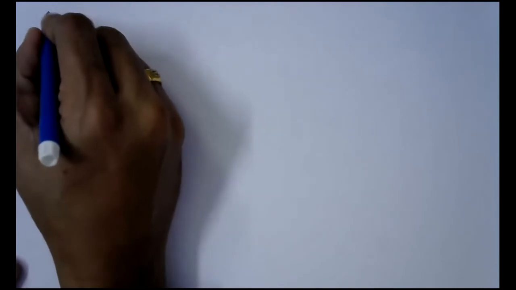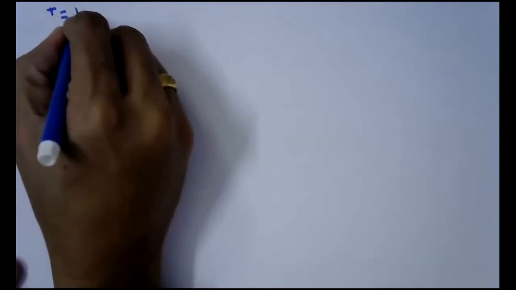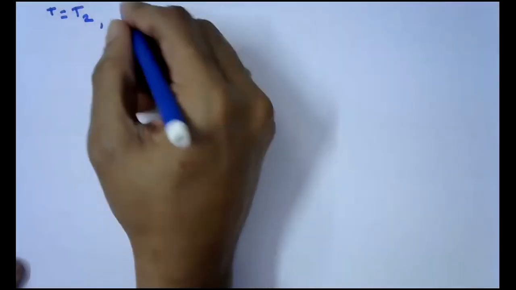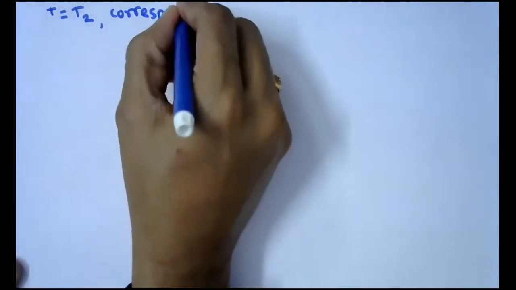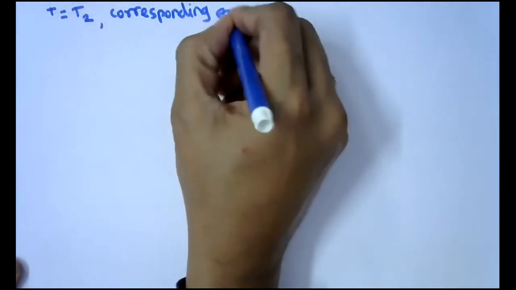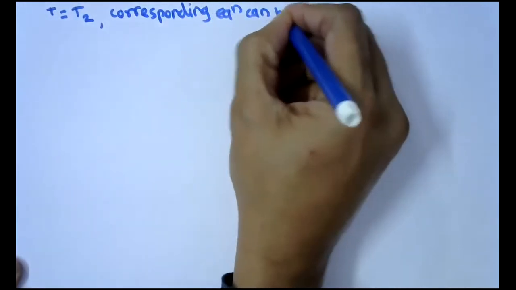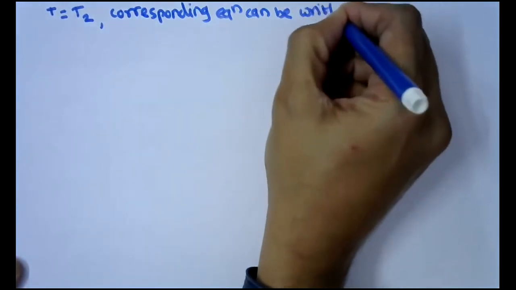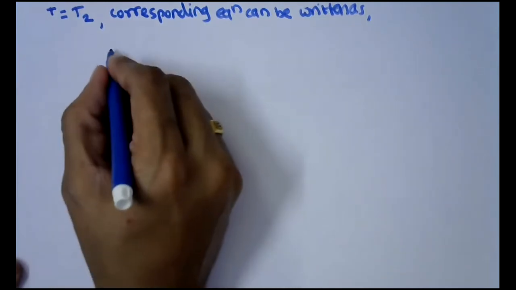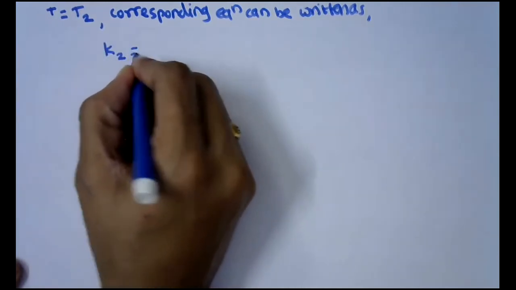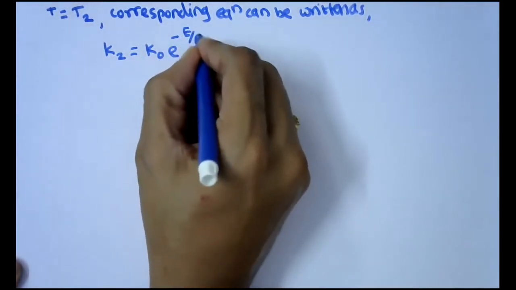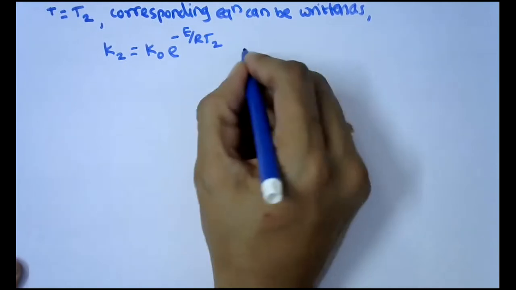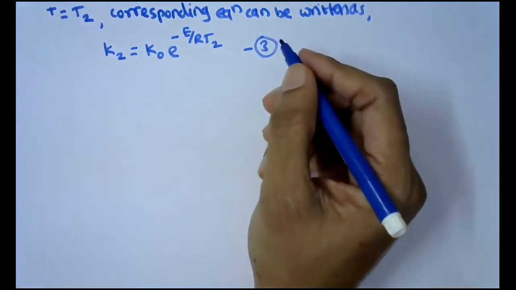Now consider another temperature, T is equal to T2. So corresponding equation can be written as K2 is equal to K0 e raised to minus E upon R T2. Say this is equation number 3.